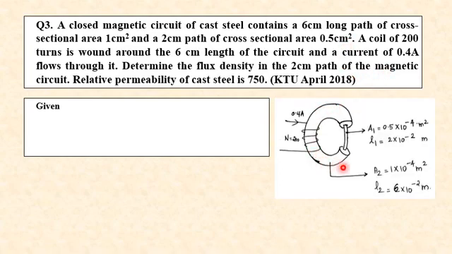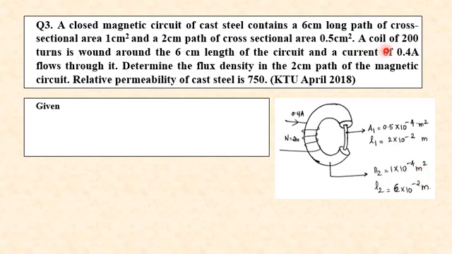A closed circuit with two parts and having different length and different area of cross section. So I'm denoting part 1 as the one which is having a length of 2 into 10 raised to minus 2 meter and an area of cross section 0.5 into 10 raised to minus 4 meter square. And the second part is having a length L2 equal to 6 into 10 raised to minus 2 meter and an area of cross section 1 into 10 raised to minus 4 meter square.